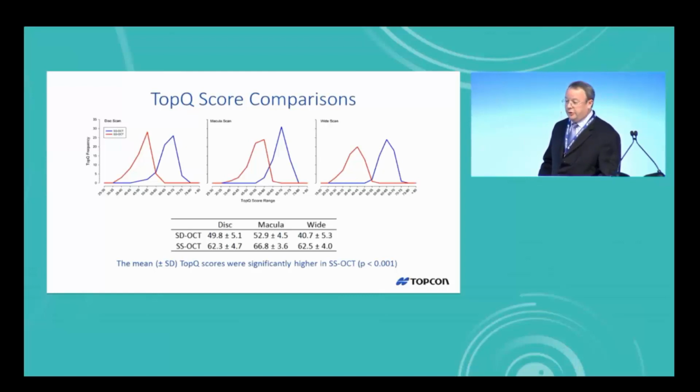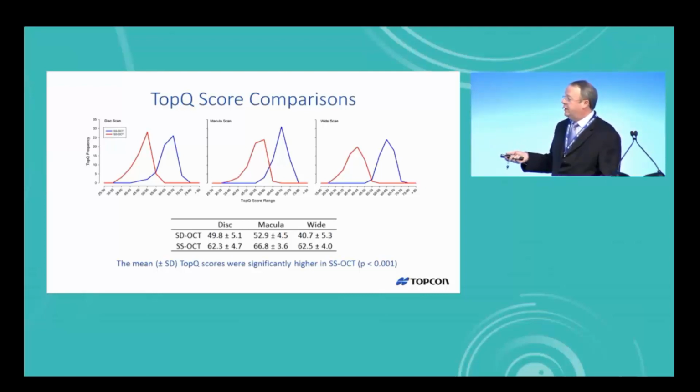So first I'll show you top Q score comparisons. Here, the red are the spectral domain machine, and the blue is the Triton swept source machine. And we can see instantly on all three types of scans that the swept source uniformly has a much higher range of image quality scores. And we see that also statistically here in the table. And the mean differences between the spectral domain and swept source systems are all highly statistically significant, as shown here.